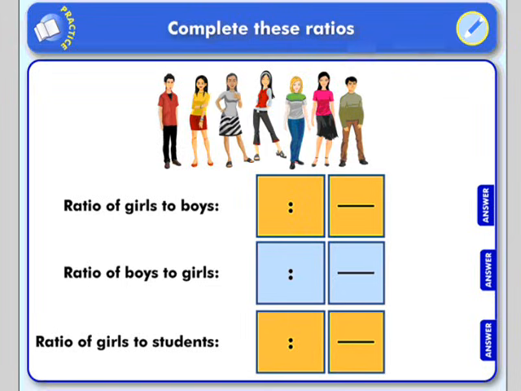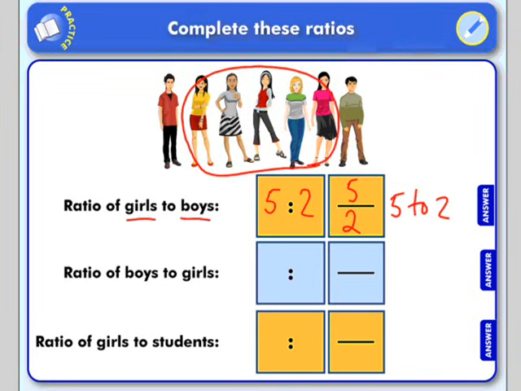So let's look at this example here. Let's compare and write a ratio of girls to boys. Well, we have 5 girls and we have 2 boys. So the ratio is 5 to 2, and we could write that 3 different ways. Now, is that a part-to-part or is that a part-to-total? Well, girls is just a part of the class and boys is just a part of the class. You're comparing one part to another part. That's a part-to-part ratio.